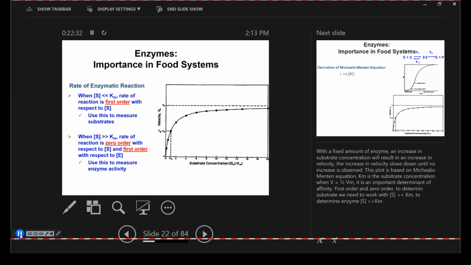So when I'm measuring enzyme activity, I want it to be 0 order with respect to substrate. When I'm measuring substrate concentration, I need it to be first order with respect to substrate. And that is an example of why it's very important to know the Km value so that I can design my experiment, whether I want it to measure substrate or enzyme activity.